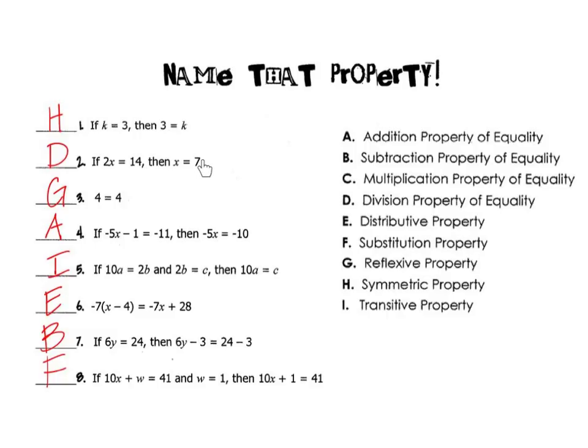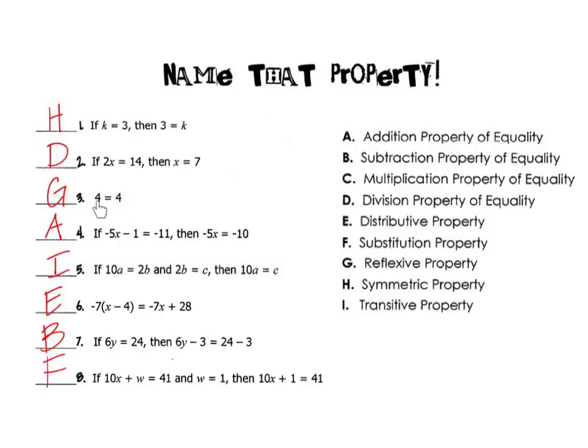So we're dividing both sides by the same number. That would be the division property of equality. Number 3, 4 equals 4. We're saying a equals a. A value equals itself. This would be reflexive property.